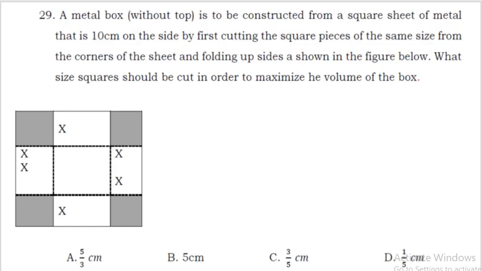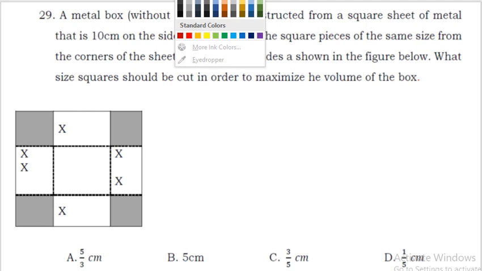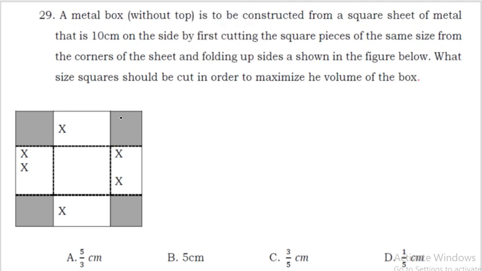Okay, the last one, but not the least one for this video. It says a metal box without top. That means it will open at the top. That means it is to be constructed from a square sheet of metal that is 10 centimeter on the side, by first cutting the square piece of the same size from the corners of the sheet and folding up sides in the figure shown below. What size squares should be cut in order to maximize the volume of the box?